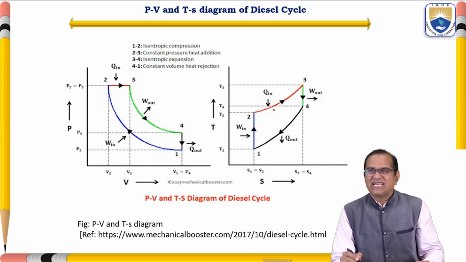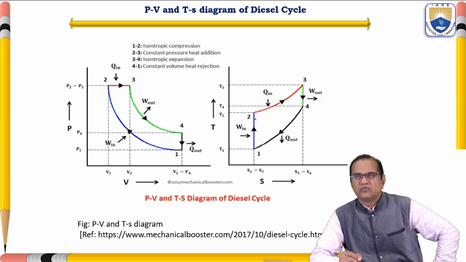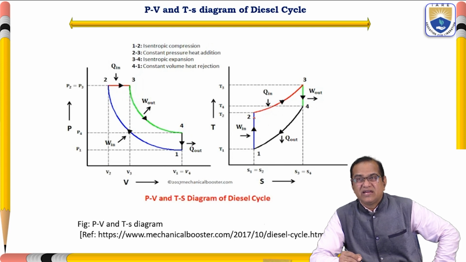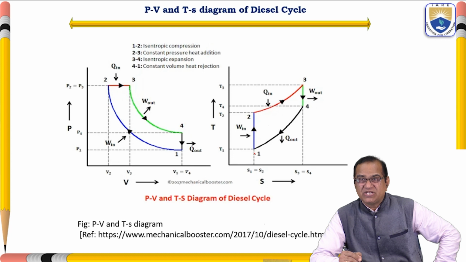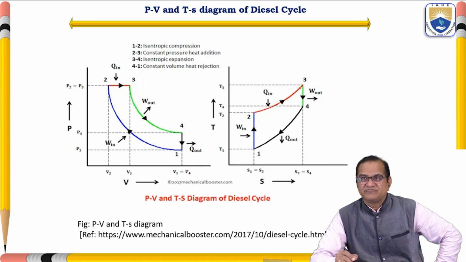Now if you see the TS diagram, 1 to 2 is the isentropic compression. The compression is done. Now 2 to 3 is a constant pressure heat addition. 3 to 4 is isentropic expansion, and 4 to 1 is a constant volume heat rejection. This you can see, this is constant pressure, P is equal to constant, and here V is equal to constant.